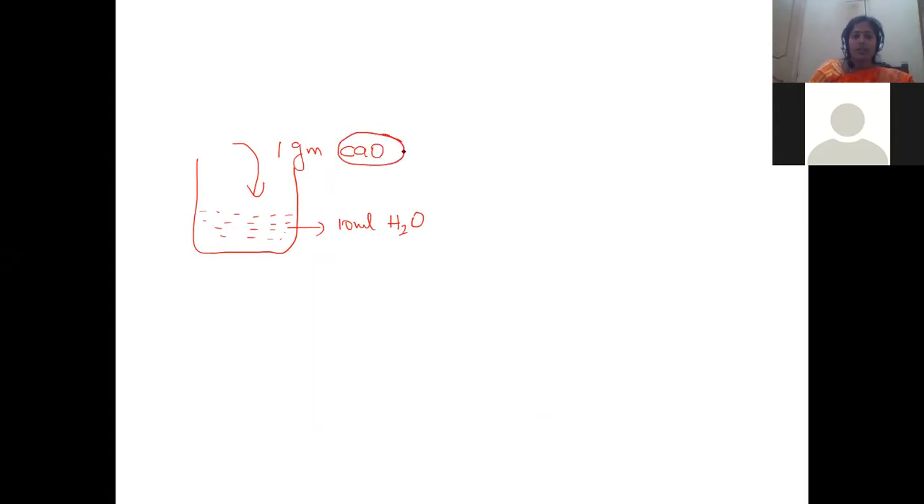When 1 gram of quicklime is added to this 10 ml of water, what will be the transformation? What will be the chemical change? Let us see. Calcium oxide plus water gives rise to calcium hydroxide. This is the possibility. Calcium oxide is indicated as CaO, right? Calcium oxide. Water is H2O.